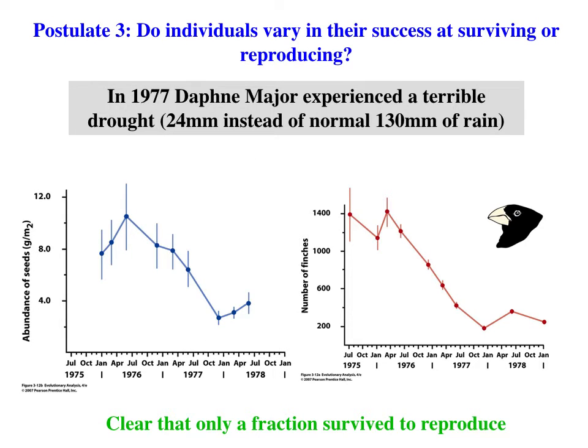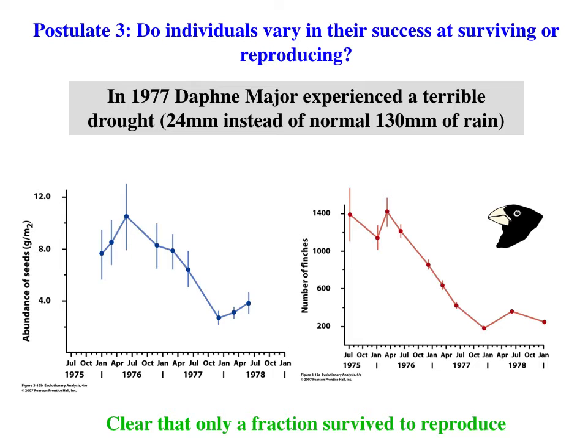Do the individuals vary in their success at surviving and reproducing? Fortunately for the Grants, not so fortunately for the finches, in 1977 there was a massive drought on the islands, where they usually get an average rainfall of 130 millimeters per year. It dramatically dropped to less than 20% of normal, to 24 millimeters. On the left you can see the abundance of seeds through that drought dropping from grams per square meter, where in April of 76 it's between 11 and 12, all the way down to between 3 and 4. A massive drop in the number of seeds.